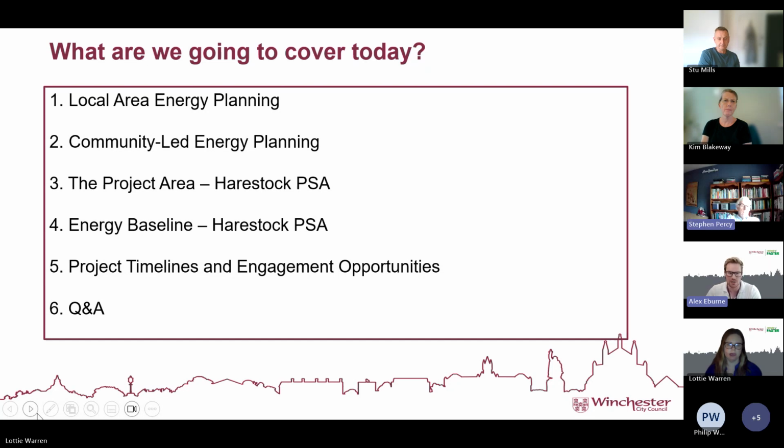The last two sections are going to be a bit of an overview of our project timelines and the key activities, and also engagement opportunities. Those are our further workshops that we'll be hosting over the next couple of months that we'd like you to be involved in and take part in. And finally, we'll be finishing with a Q&A session and a final quiz to close the session.